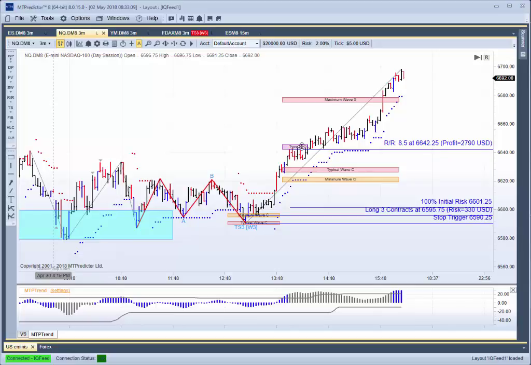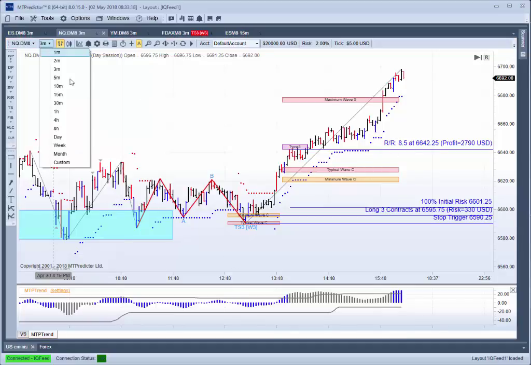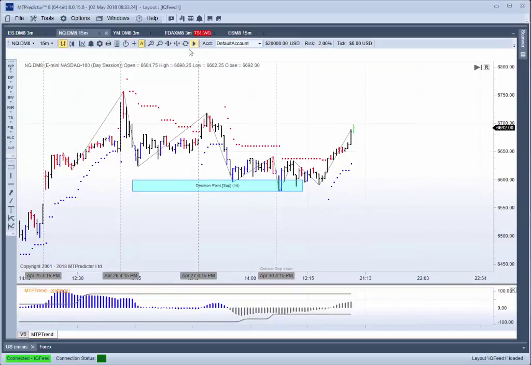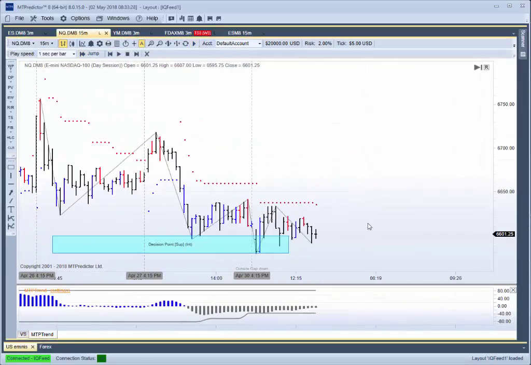Market went up to the typical wave 3 WPT, where a profit of approximately 8.5 R, or 8.5 times the initial risk, was available. If we now go back to our 15-minute chart, we can start to put some targets on our higher time frame as well. Again, I'll use our trading mode. I'll go back to about when our 3-minute buy setup was coming in.